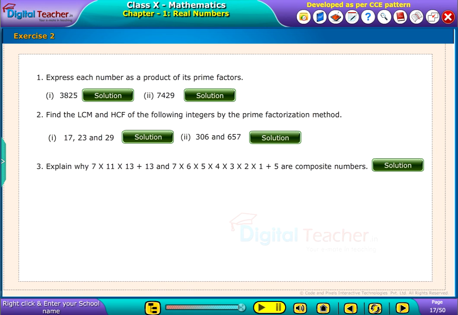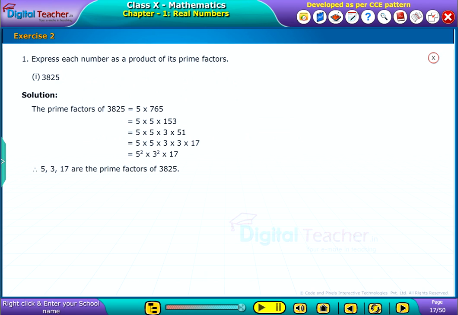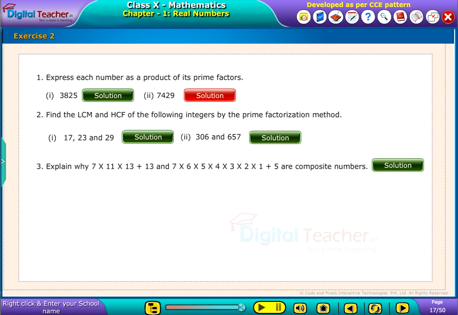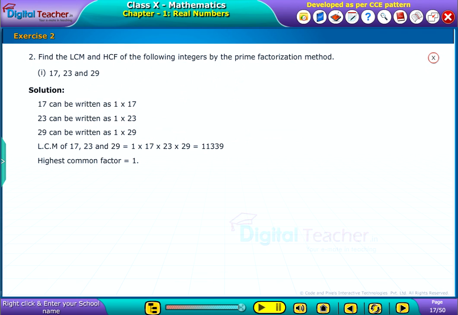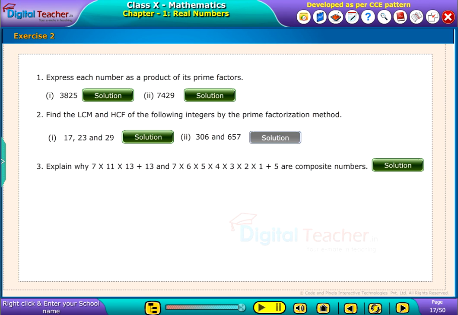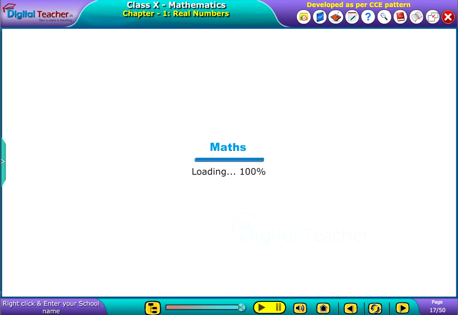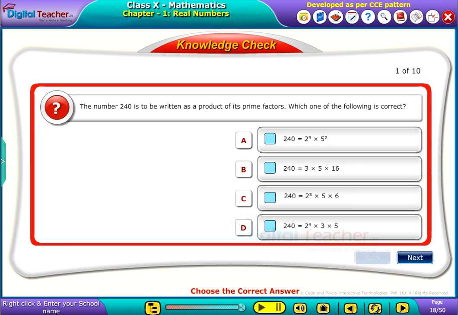Let us solve a few exercise problems. Click the tab to view solution. Knowledge check. Attempt the following questions to check your understanding.